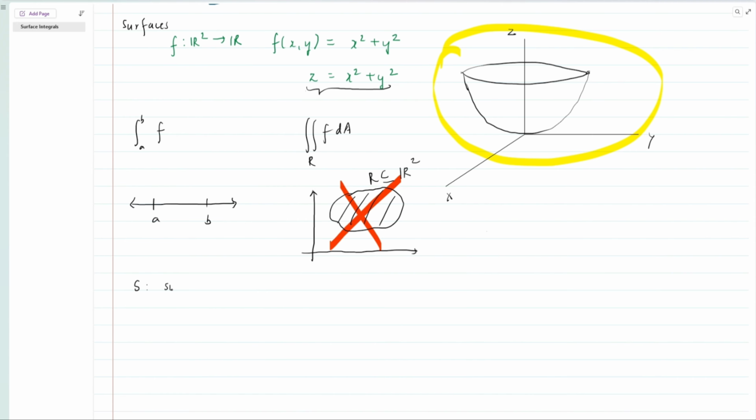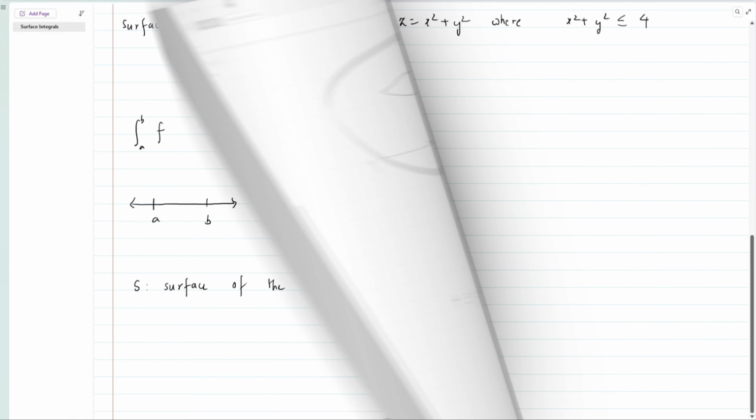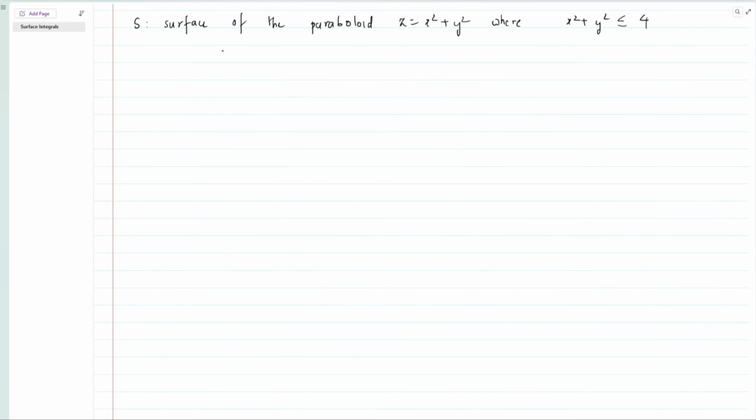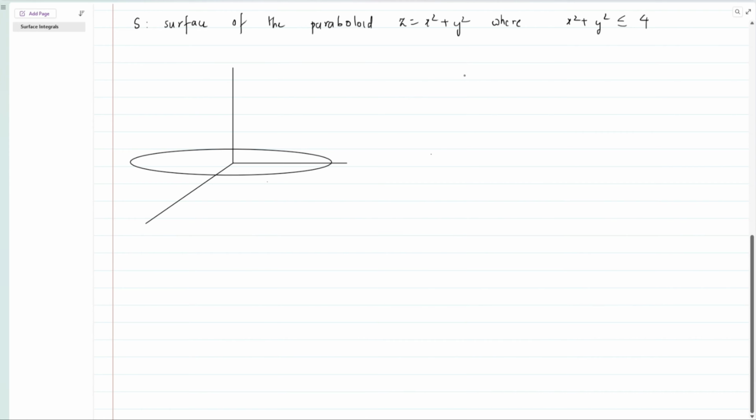So let's say S is the surface of the paraboloid z is equal to x square plus y square, where x square plus y square is less than or equal to 4. So in this case, if we plot the graph, it is going to be like this. Now, x square plus y square less than or equal to 4 gives us the domain. The domain is in the xy plane and it's a circle of radius 2 lying flat in the xy plane. And over this, we are going to consider the graph. I will have a paraboloid which will be like this.